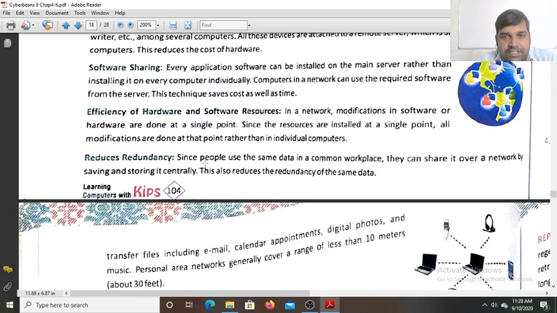Yes, since people use the same data in a common workplace, they can share it over a network by saving and storing it centrally. This also reduces the redundancy of the same data. If the same data is used by some more persons or different workplaces, you can save that data at the central location, which is the server, and that can be made shareable.